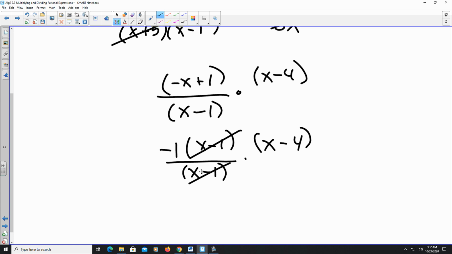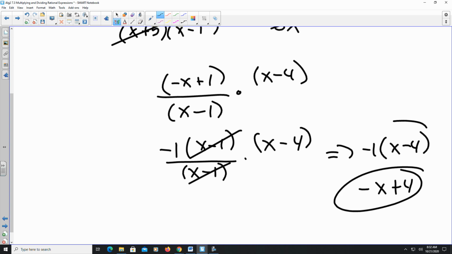So now all I have left over is the negative 1 and the x minus 4. So you can write this as negative 1 over x minus 4 if you want to, or you can distribute the negative 1 and say that it's negative x plus 4. All right, either one I would accept.